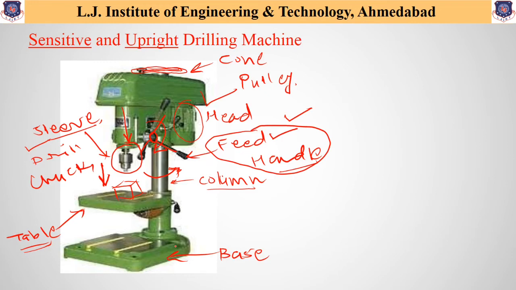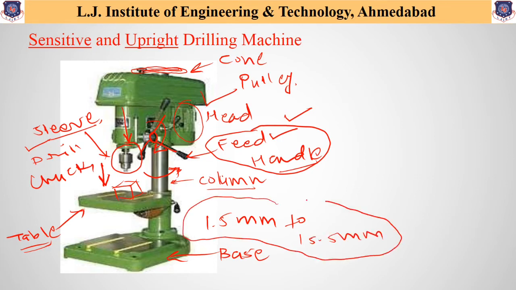And in this machine, the drills used vary from 1.5 mm to 15.5 mm. So the drill bits that can be used in this drilling machine are in the range of 1.5 mm to 15.5 mm. So this is the overall discussion, and these are simple basic parts available in all drilling machines.